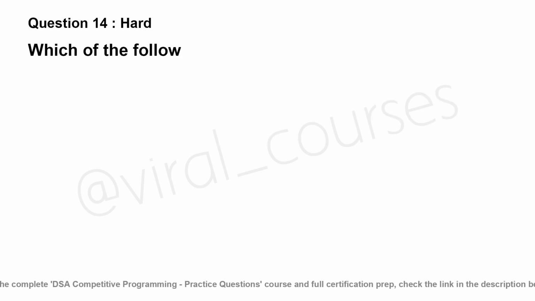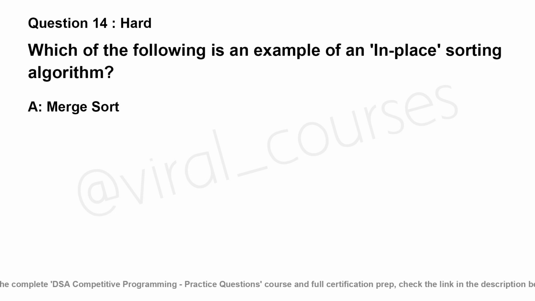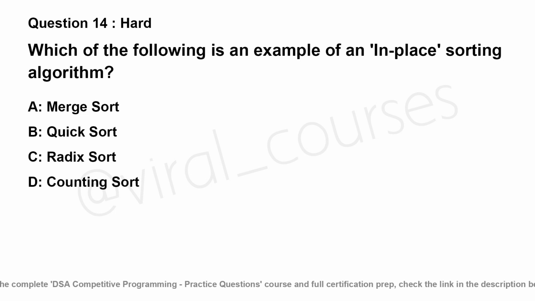Which of the following is an example of an in-place sorting algorithm? Option A, merge sort. Option B, quick sort. Option C, radix sort. Option D, counting sort.